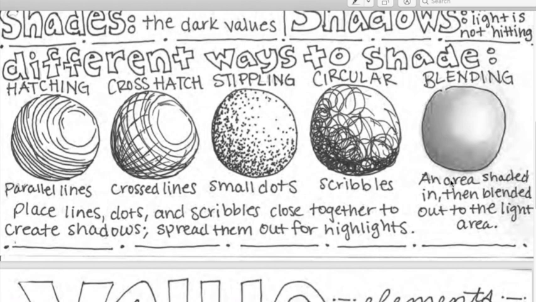And then blending is an area shaded in, then blended out to the light area. Okay, so they would have shaded this area in, and they would have used their finger or paper towel or a smudge stick to kind of push some of the shadow out towards your highlight. And I will show you how to do this.